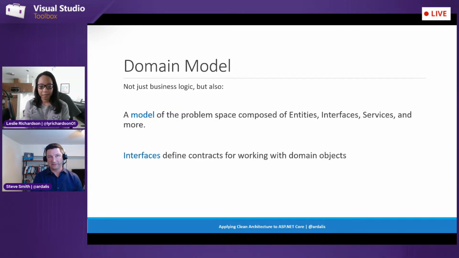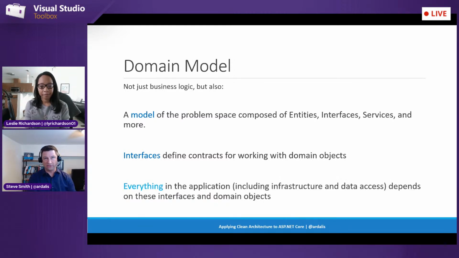And it has these interfaces that act as contracts for working with those domain objects. Now, if you're not following DDD, everywhere I say domain object, you think business object, and it's essentially the same thing. So then everything else in the application should depend on these business objects, or this domain model.